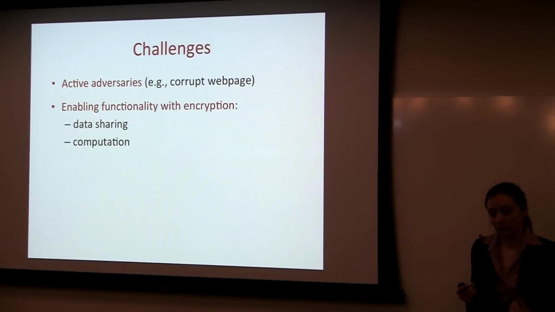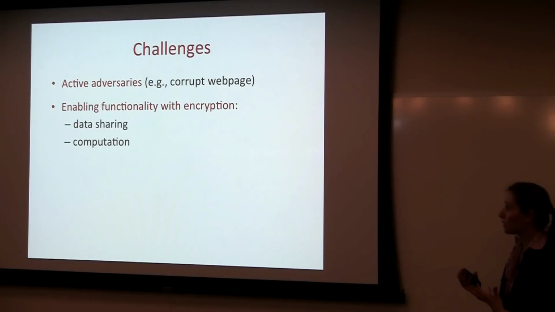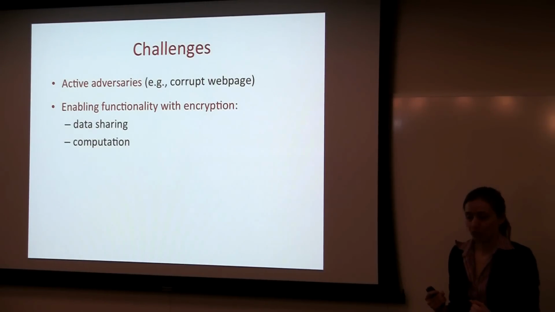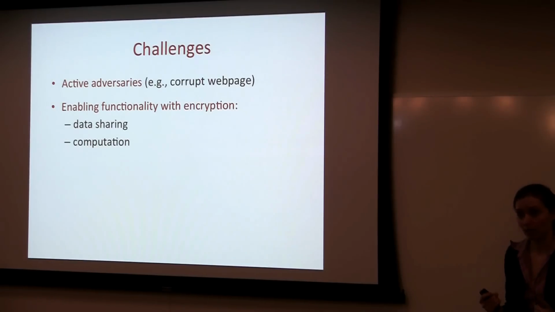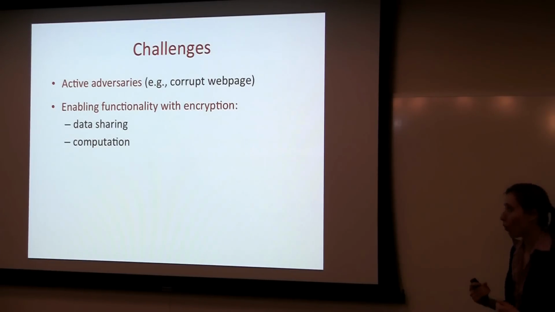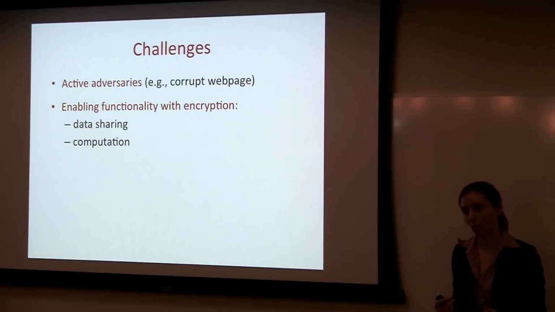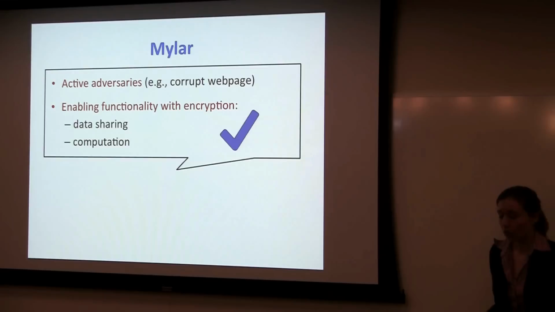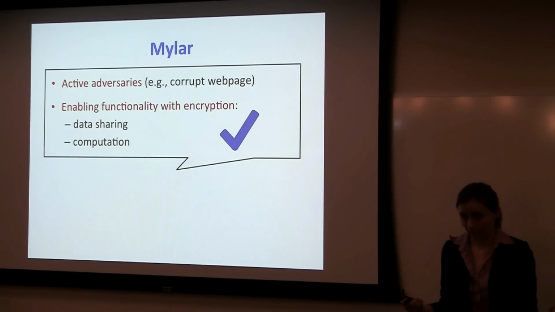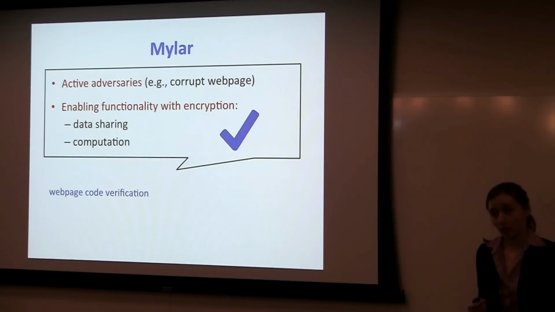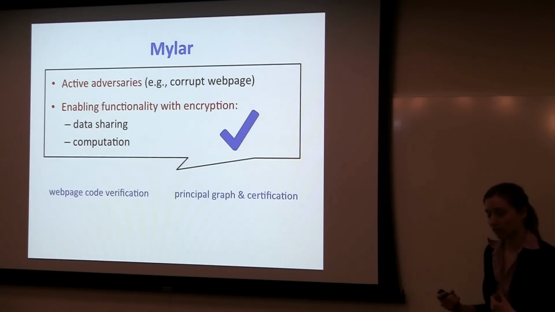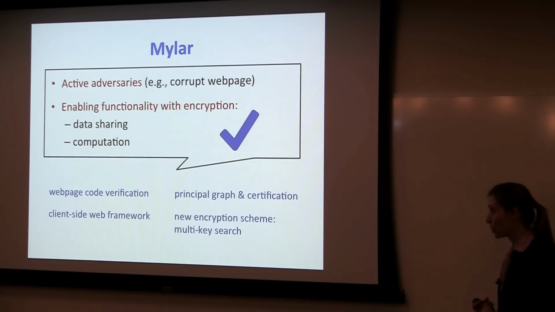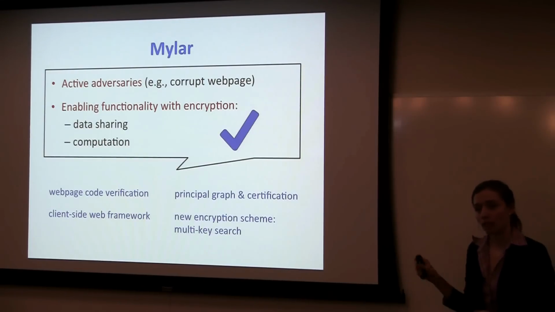Another reason is that existing systems do not enable basic functionality needed by web applications. So for example, data sharing is very common in web applications. Or they do not enable computing on the data once it's encrypted. So Mylar addresses all these challenges through a set of techniques: web page code verification, principal graph and certification, client-side web framework, and a new encryption scheme for search. And I will tell you now about each of these techniques.